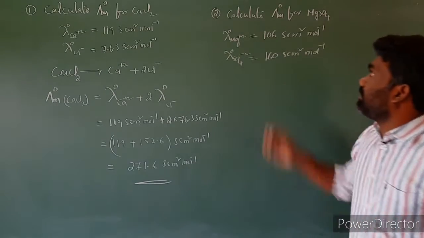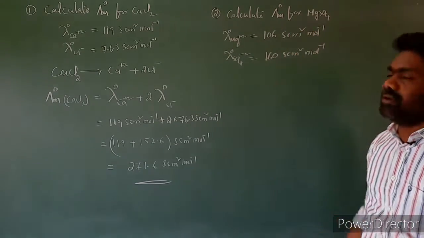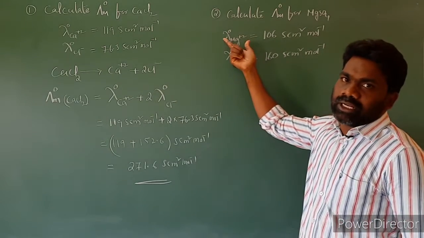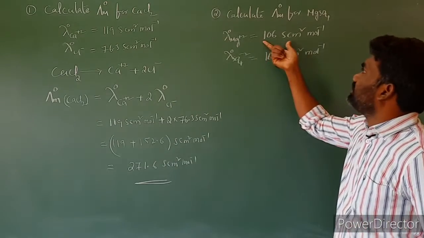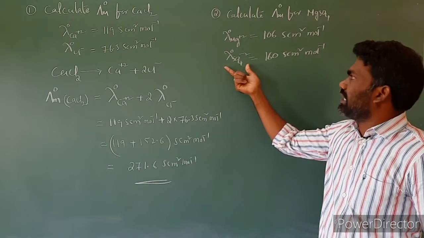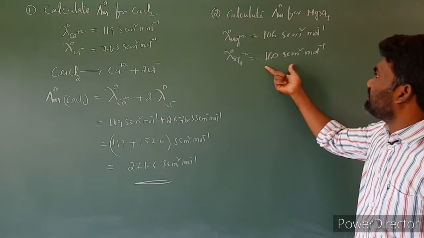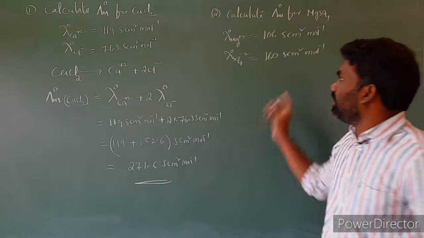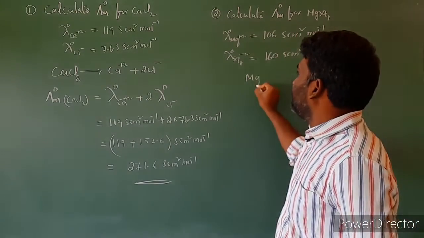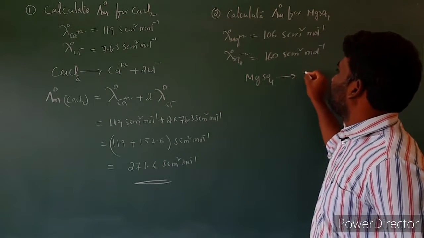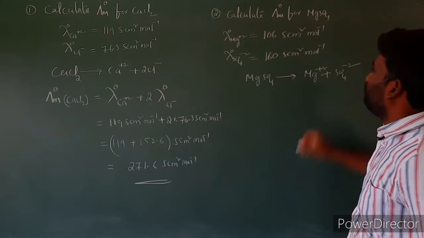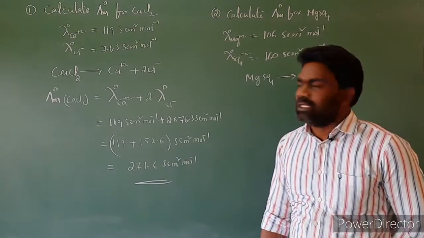CaCl2. Next problem, calculate lambda m naught for MgSO4. The data given is the limiting molar conductivity of cation Mg plus 2, 106 Siemens centimeter square mole inverse, and the limiting molar conductivity of anion lambda naught SO4 minus 2, 160 Siemens centimeter square mole inverse. So what we have to calculate is lambda m naught for MgSO4. First we have to write the MgSO4 dissociation. We get Mg plus 2 plus SO4 minus 2.